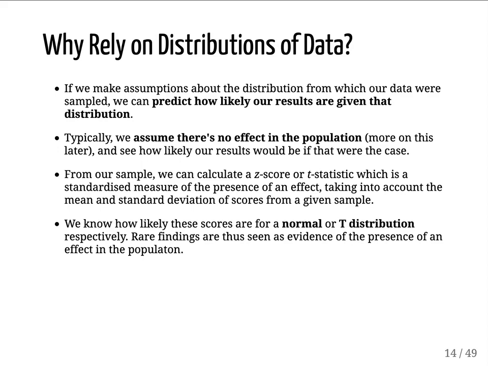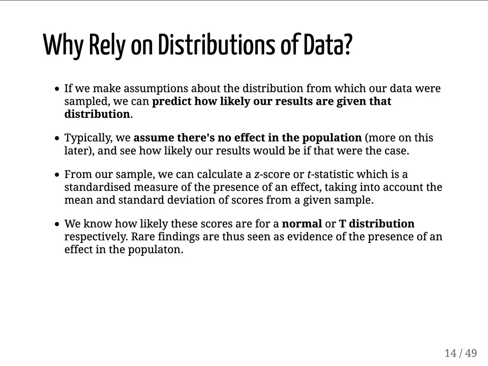there's no effect out there in the population. So let's say I've got men and women, I'm measuring the heights. What they call the null hypothesis is that there's no effect in the population. So there's no difference between men and women. And we want to see how likely our results would be if that were the case.